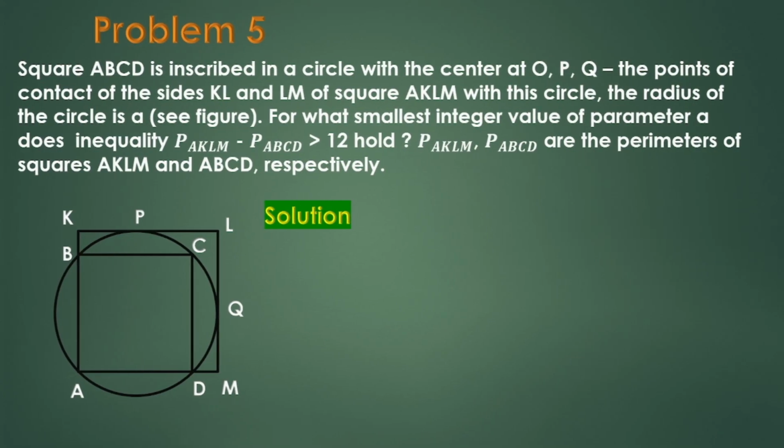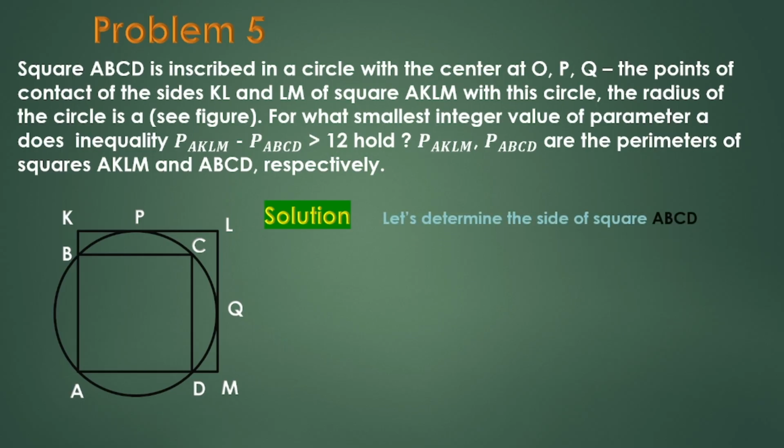Problem 5. Square ABCD is inscribed in a circle with the center at O. P, Q are the points of contact of the sides KL and LM of square AKLM with this circle. The radius of the circle is a. See figure. For what smallest integer value of parameter a does the inequality P_AKLM minus P_ABCD greater than 12 hold? P_AKLM, P_ABCD are the perimeters of squares AKLM and ABCD respectively.